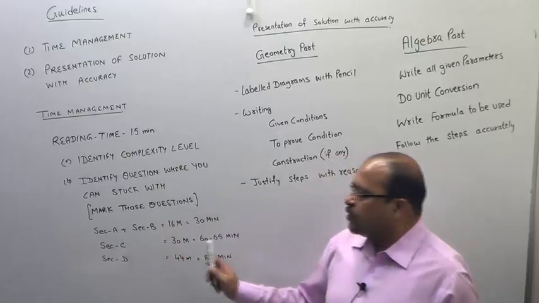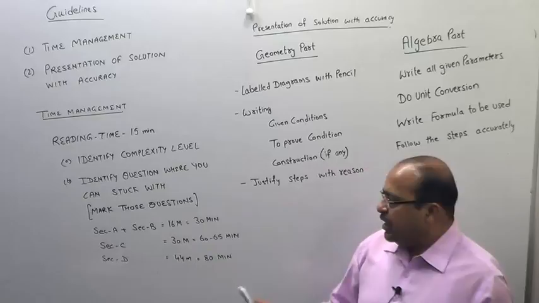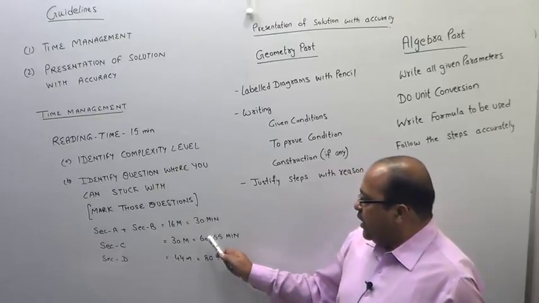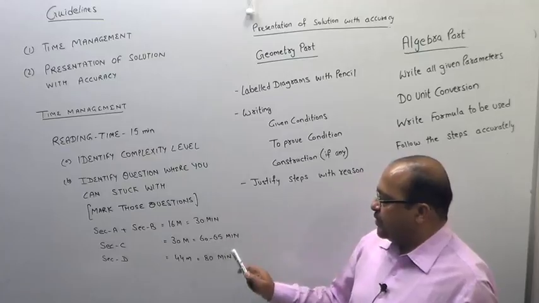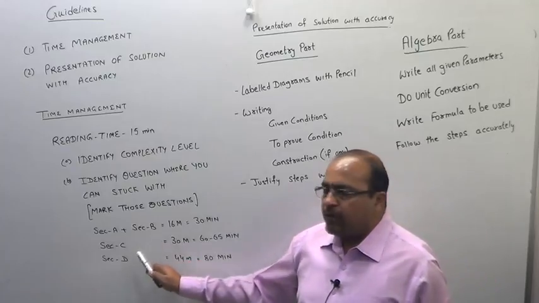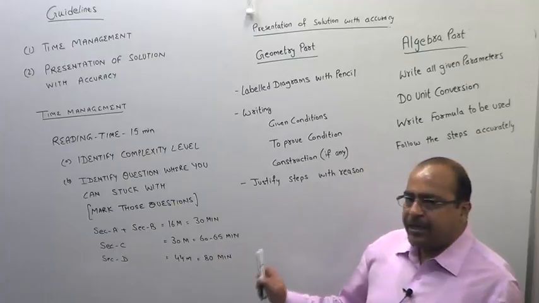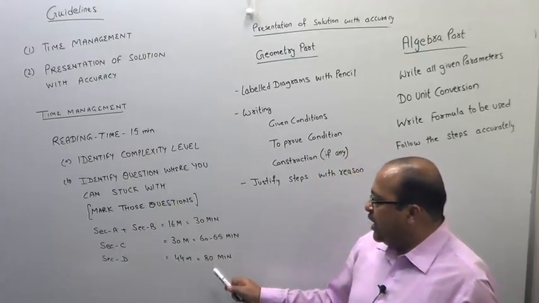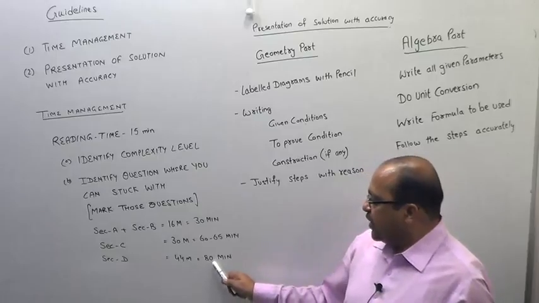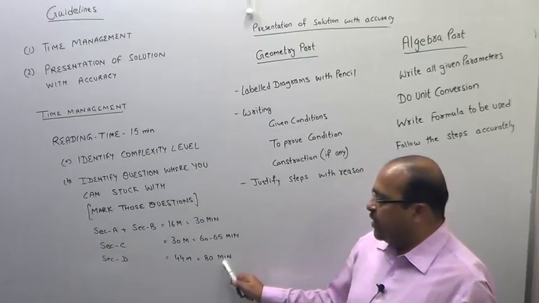Section C comprises 10 questions of 3 marks each, and it has to be over by 60 to 65 minutes. Section D, which consists of long and slightly tricky questions, contains 11 questions of 4 marks each, and the allocated time should not be more than 80 minutes.